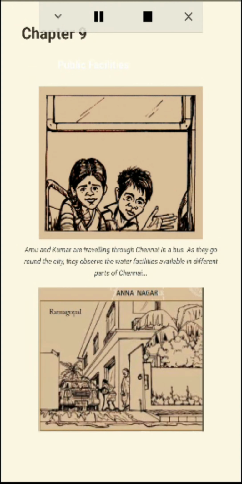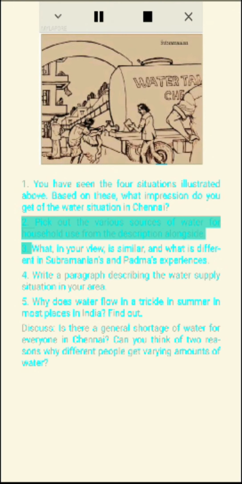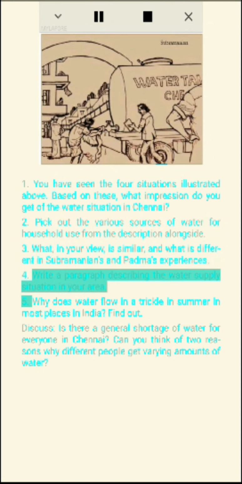1. You have seen the 4 situations illustrated above. Based on these, what impression do you get of the water situation in Chennai? 2. Pick out the various sources of water for household use from the description alongside point 3. What, in your view, is similar, and what is different in Subramanian's and Padma's experiences?